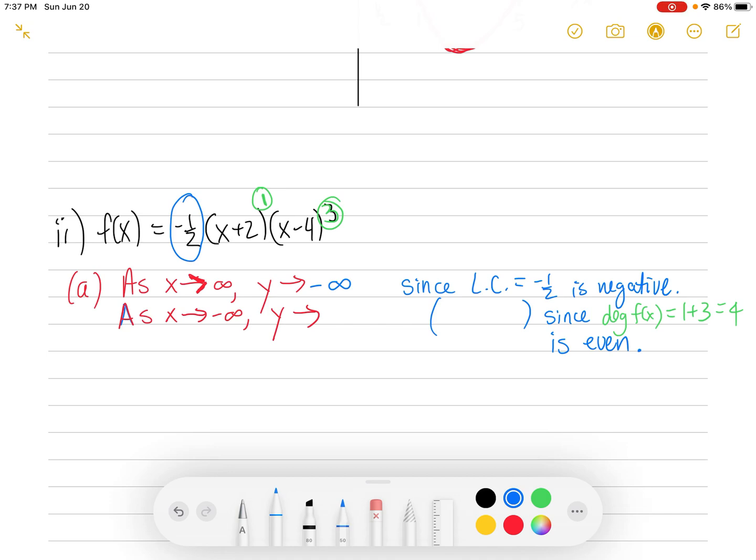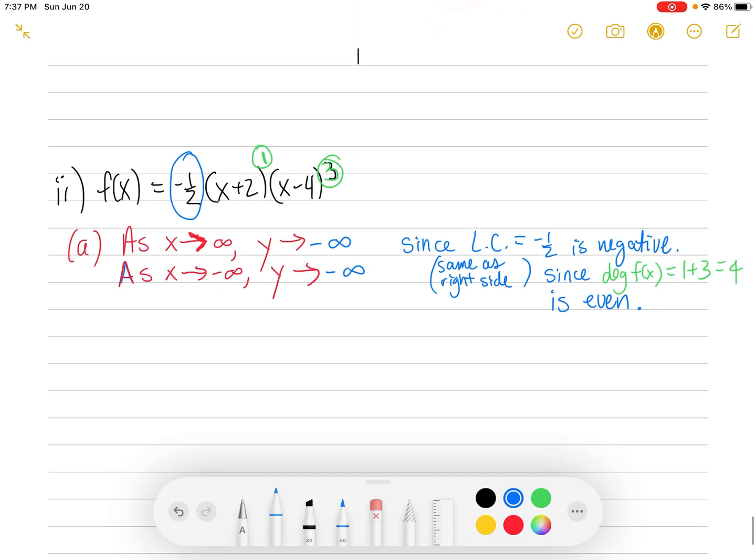Well, it's going to be the same, right? You have an even degree. Even degree tells you the left side is the same as the right side. So what was happening on the right side? On the right side, y was going to negative infinity. So on the left side, as x goes to negative infinity, y is also going to be going to negative infinity. It's going to be doing the same. Okay, b.